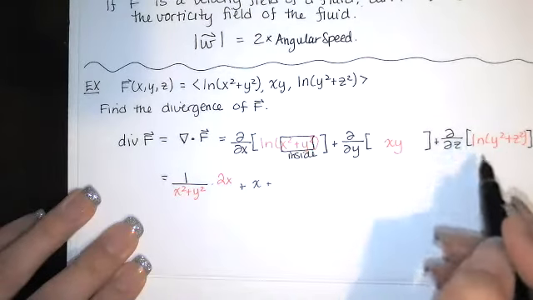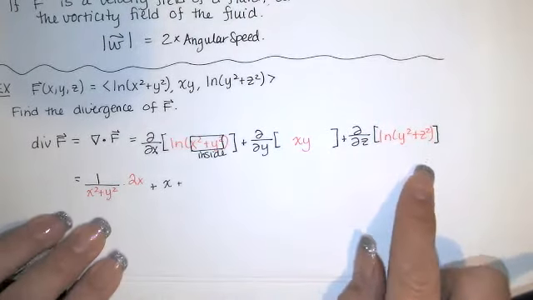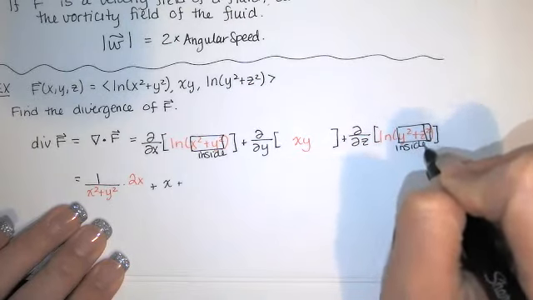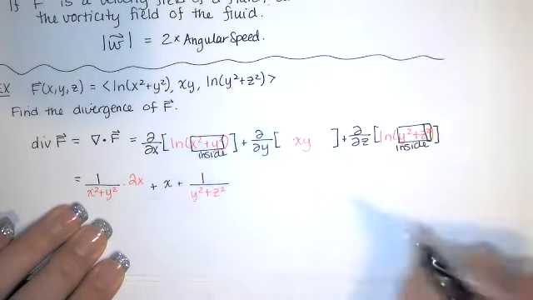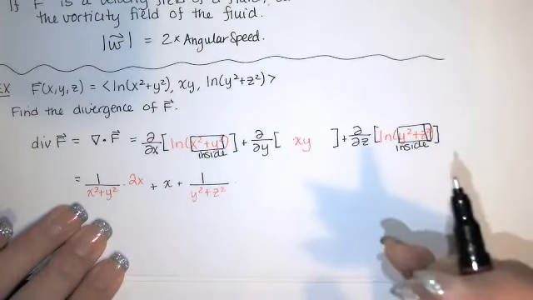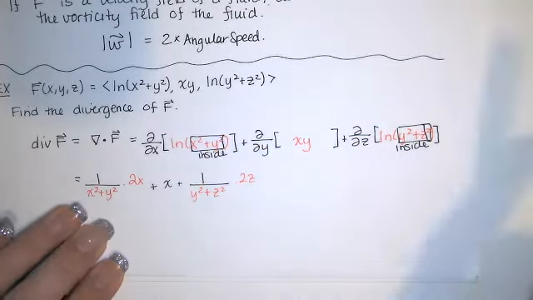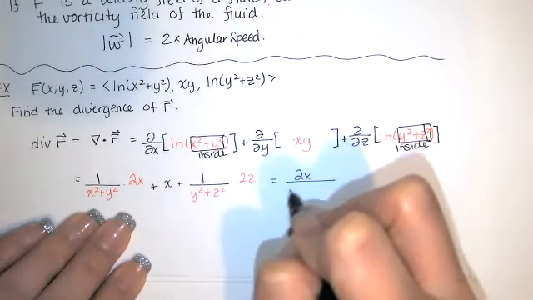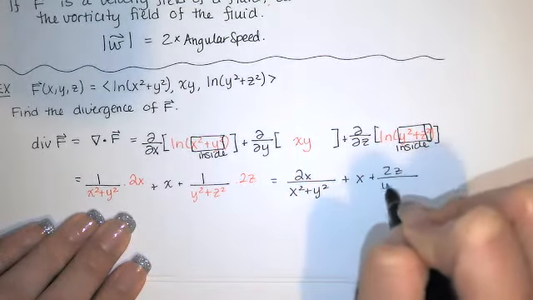And with the last component, we're taking the partial with respect to z of this function of y and z. So we have to use the chain rule. Oops, that's my inside function. So I have 1 over the function times the derivative of the inside with respect to z. The derivative of y squared with respect to z, if it's a partial derivative, so we're treating y like a constant, is 0. And then we'll multiply by the derivative of z squared, which is 2z. So we get 2x over x squared plus y squared, plus x, plus 2z over y squared plus z squared.